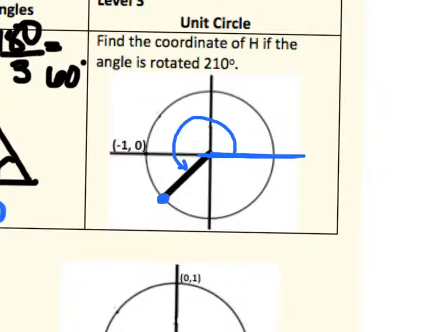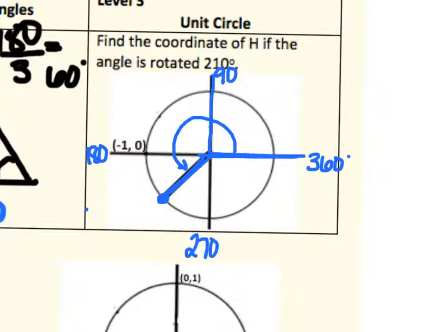So I want to make you aware that this is going to be 90 up here, this axis. This is going to be 180 because it's a straight line. This one down here is 270. And then this one, if I come all the way back around, is going to be 360 degrees. So if I have 210 degrees, that means I'm somewhere in this quadrant, in the third quadrant.